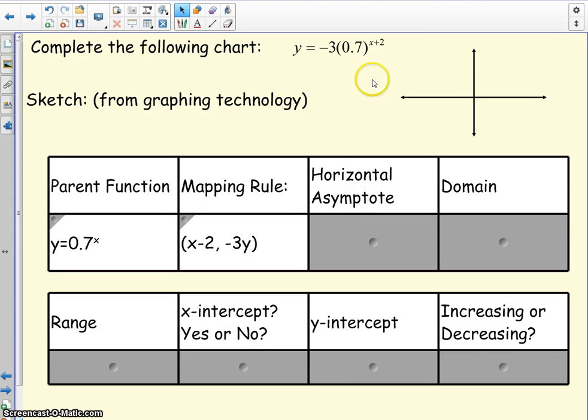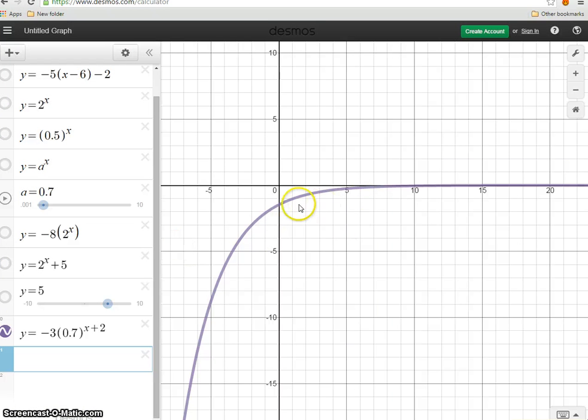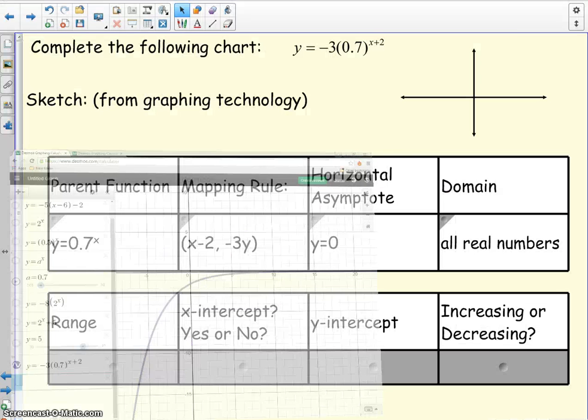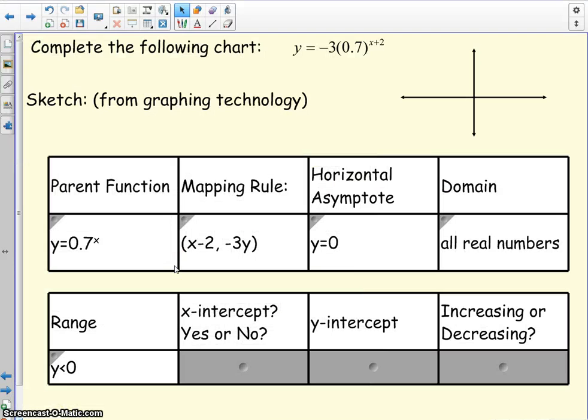Okay, horizontal asymptote, again from before, look at our vertical shift, or from the graph you can see it's going to be at y equals 0. Our domain, just like for any other exponentials, is all real numbers. Our range, if you look at the graph here, is going to be anything less than 0. So y is less than 0. Okay, this one again has no x-intercept because there's an asymptote at 0 that we can't touch or cross.